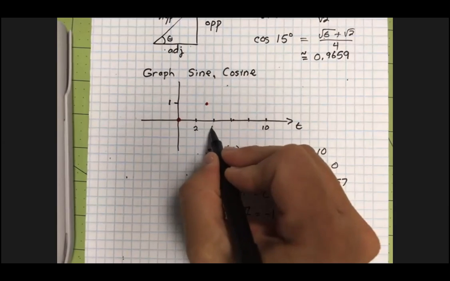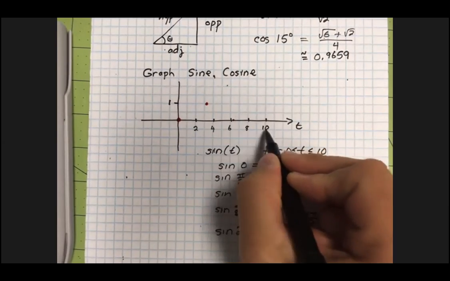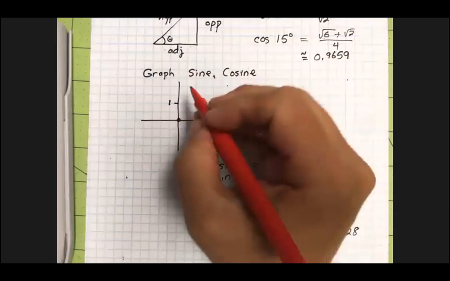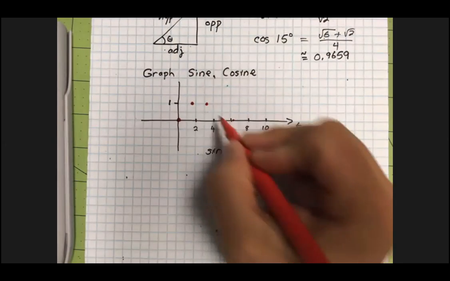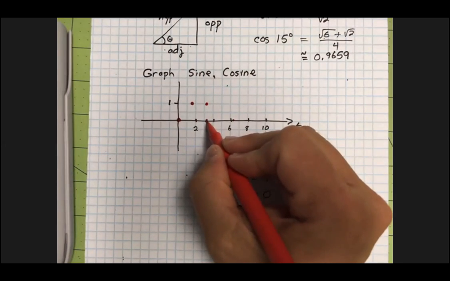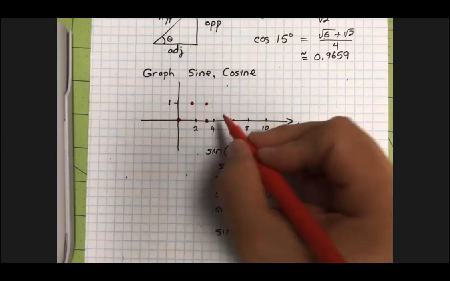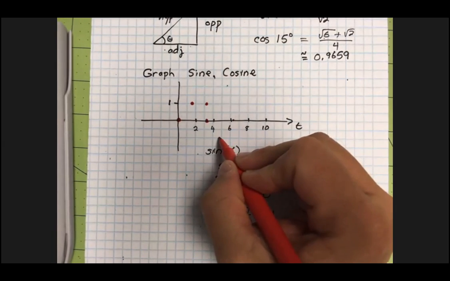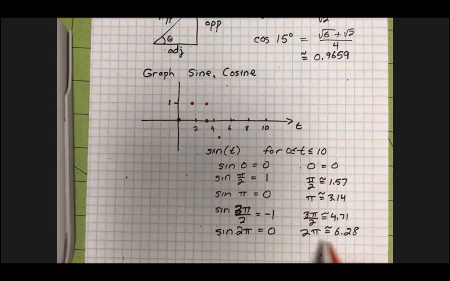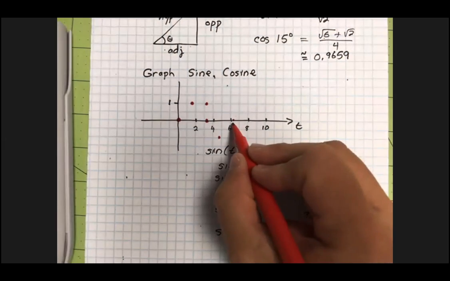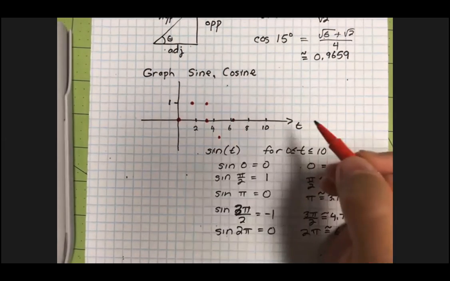This is 2, 4, 6, 8, 10. So 1.57 is about here. 3.14 is about here. 3 pi over 2, minus 1, is about 4.71. It's about right here. And 6.28 is a little bit past 6. It's about right there.